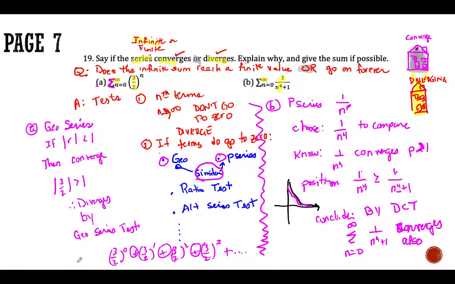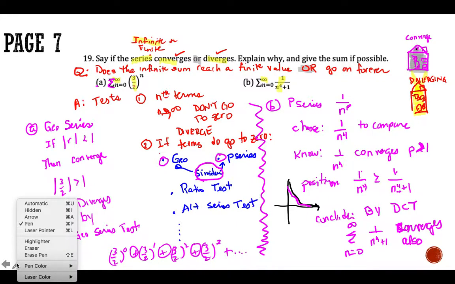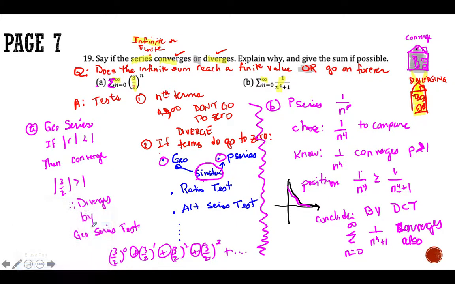So remember, when you're doing a comparison test, and we learned two of them last year, direct and limit, you have to choose a very, very similarly behaving function. We called this a cousin, right? 1 over n to the fourth is a cousin to 1 over n to the fourth plus 1. And to use the direct comparison test, I had to show what I know about the cousin, and then that I know my series lies under the cousin if my cousin converged, and lies above my cousin if my cousin diverged.